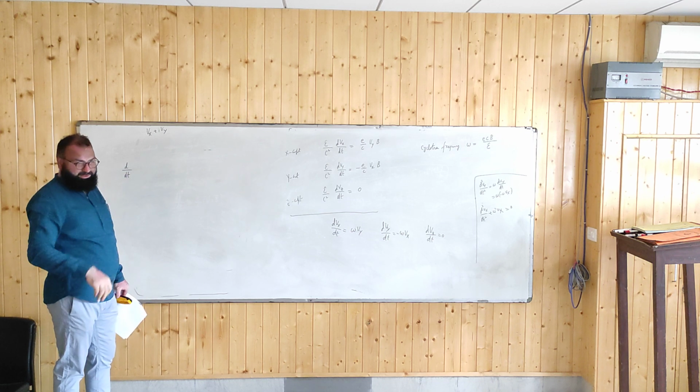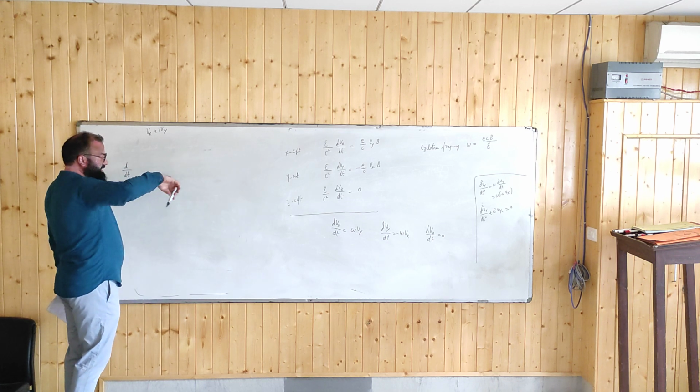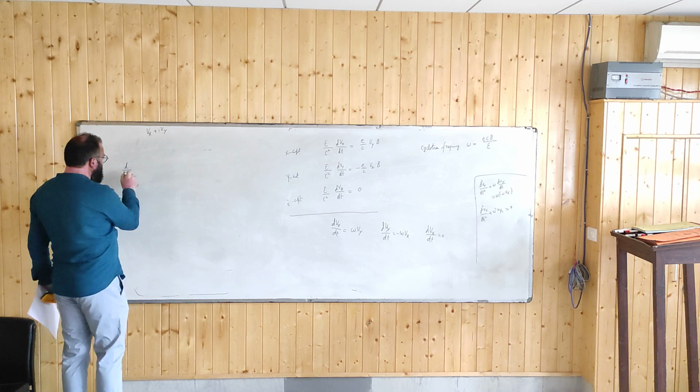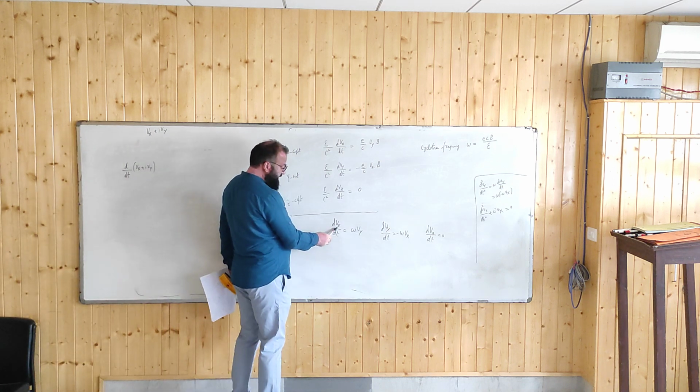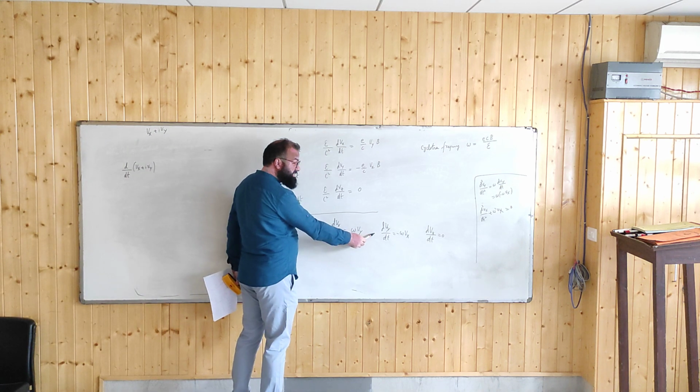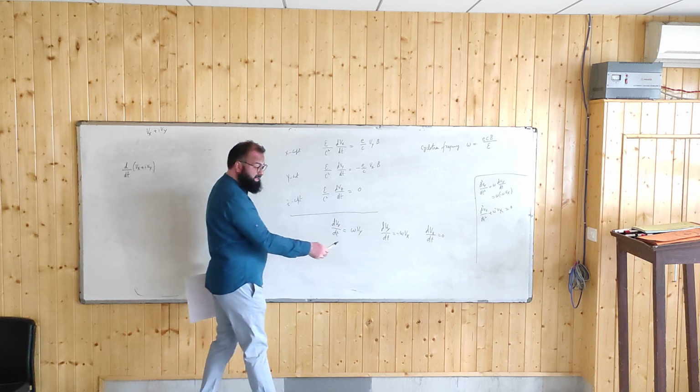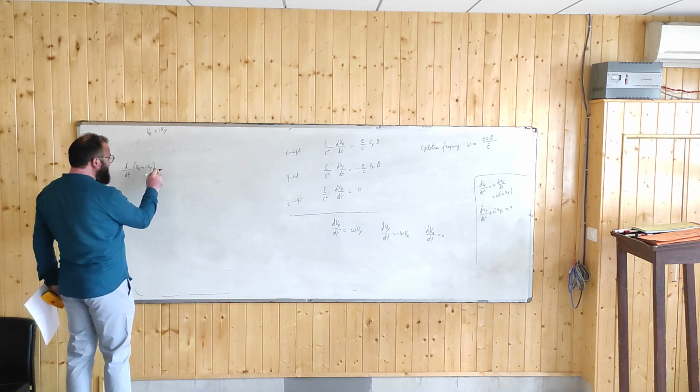So the tip goes along a circle. Now let's look here. I'll put Vx plus i Vy. That means I am adding the two differential equations: this equation plus i times this equation. That gives me d(Vx plus i Vy) by dt.